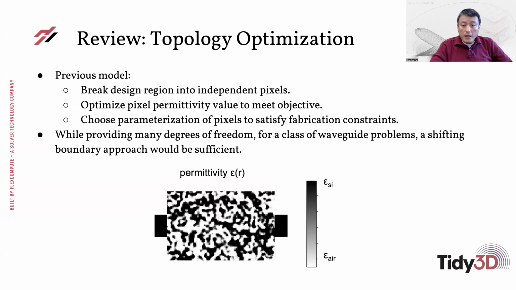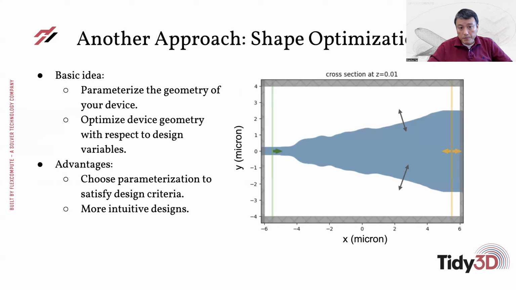And so this is one very important class of optimization problem. However, there are other ways where you could think about the structure and think about how you optimize it, not necessarily from this pixel by pixel perspective. So let me give an example.